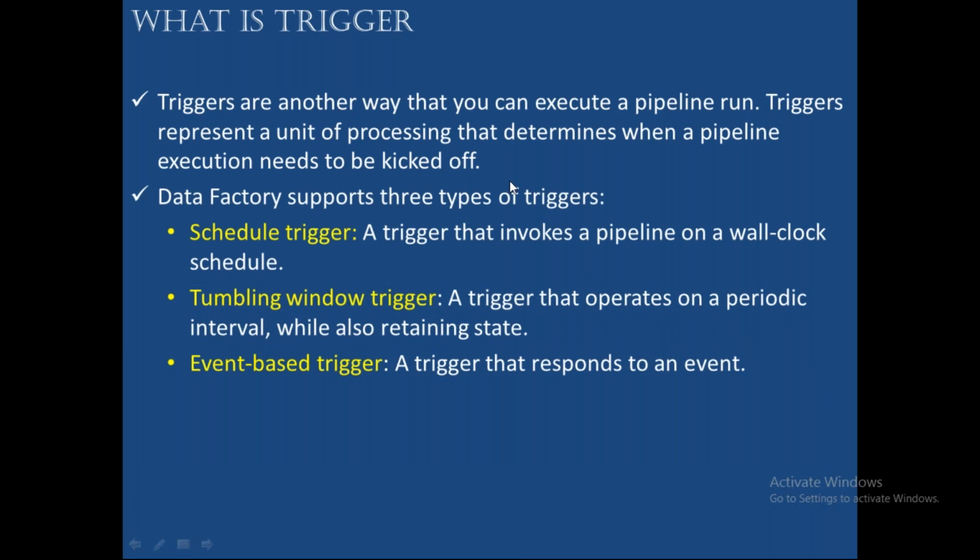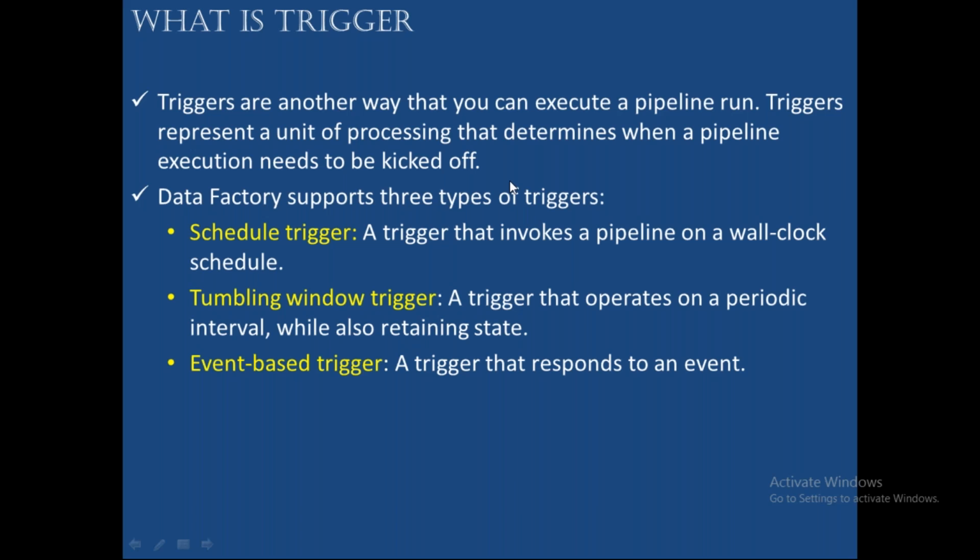The first type is the schedule trigger, a trigger that invokes a pipeline on a wall clock schedule. What it means is you are going to tell it, I want to run every day at 6 a.m., or every day evening at 6 p.m., something like that. You can also attach two triggers to the same pipeline. You can attach two scheduled triggers to the same pipeline.